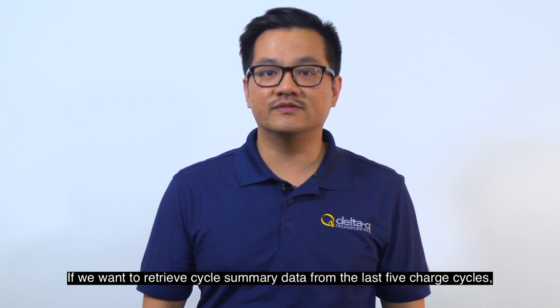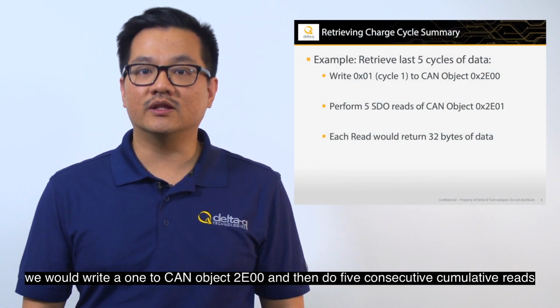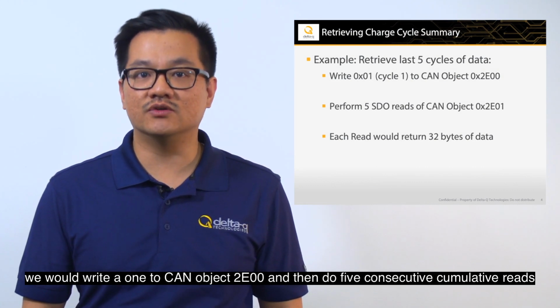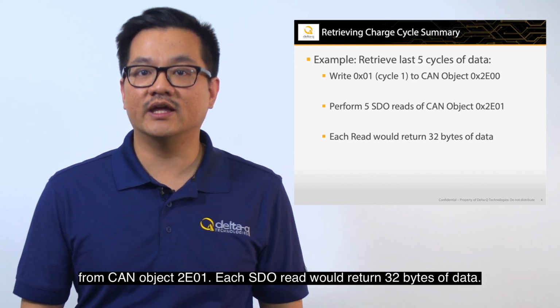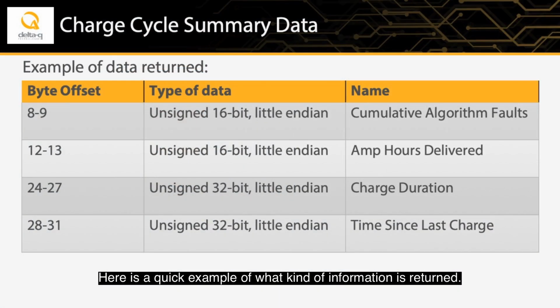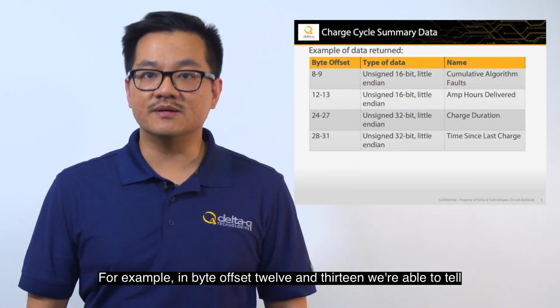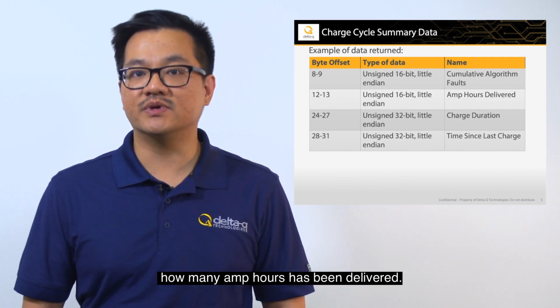If you want to retrieve the cycle summary data from the last 5 charge cycles, we will write 1 to CAN object 2E00, and then do 5 consecutive SDO reads from CAN object 2E01. Each SDO read will return 32 bytes of data. Here is a quick example of what kind of information is returned. Depending on the byte offset, we can determine what information we get. For example, in byte offset 12 and 13, we are able to tell how many amp-hours have been delivered.